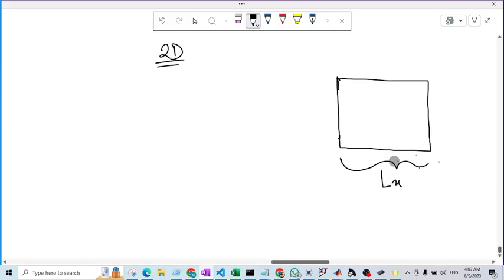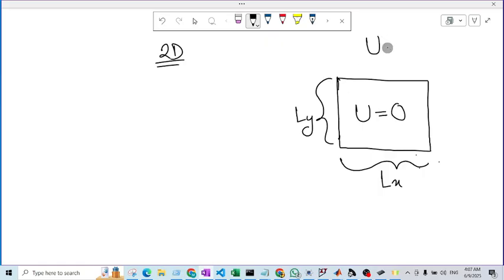In this video I will solve the Schrodinger equation in 2D, and I will take an example of a square well. That means I have a square here. The length of the square along the x direction is Lx, and along the y direction I have, let's say, Ly. Inside this square the potential energy is 0, but outside this square the potential energy is infinity.